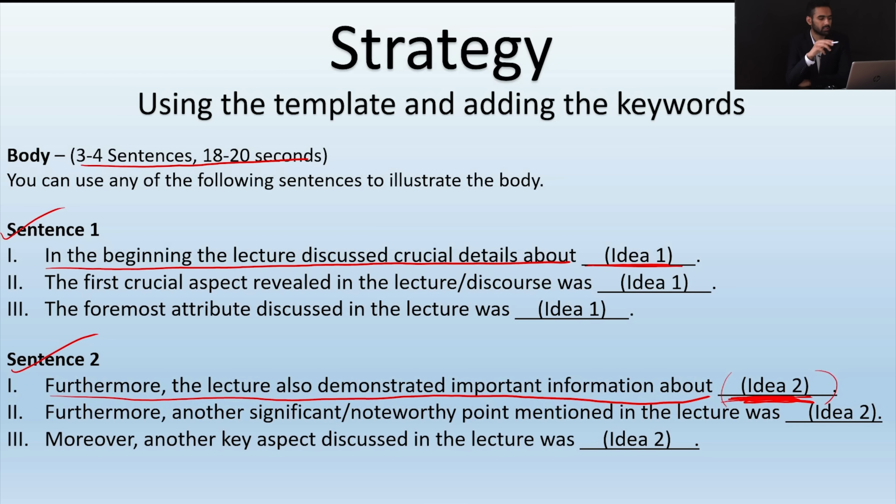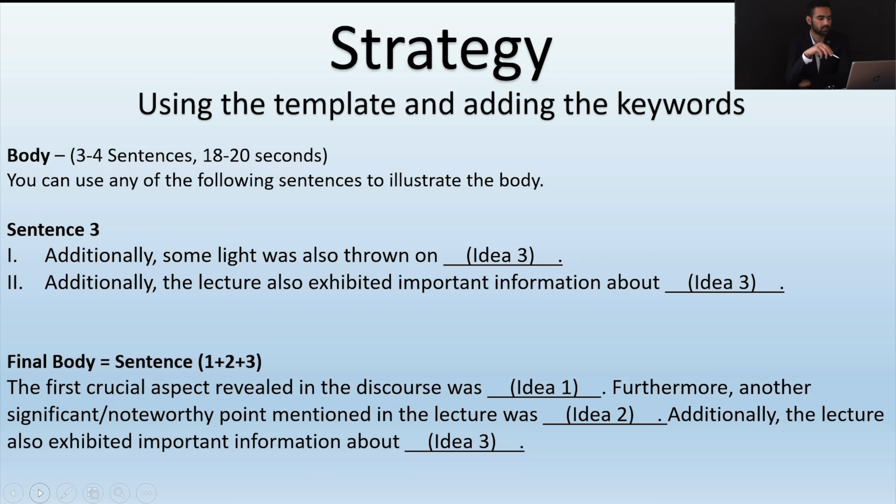Now moving on to the third sentence of your body, you can just say, additionally some light was also thrown on idea number 3. Let's say for your idea number 3, you have got something like a lot of people are dying because of air pollution in India. You can just say, additionally some light was also thrown on the number of people dying because of air pollution in India, right? And that will be the end of your body.